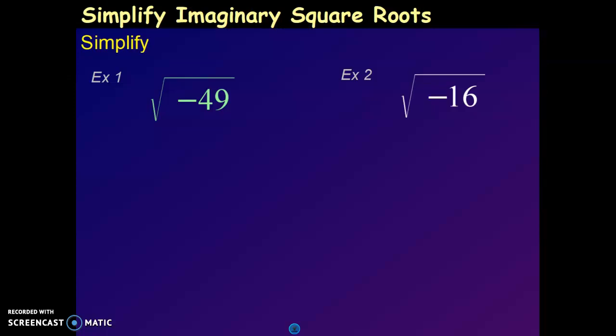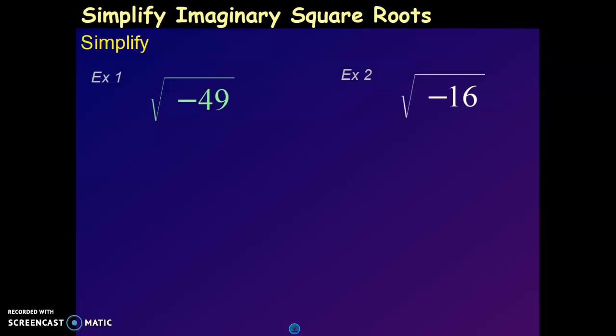So if you want to title this new section of your notes, Simplify Imaginary Square Roots. And then, like always, label your examples and write the original problem, please. So your notes are very neat and they'll be helpful for you to go back and study when you need to study for your test on Friday.